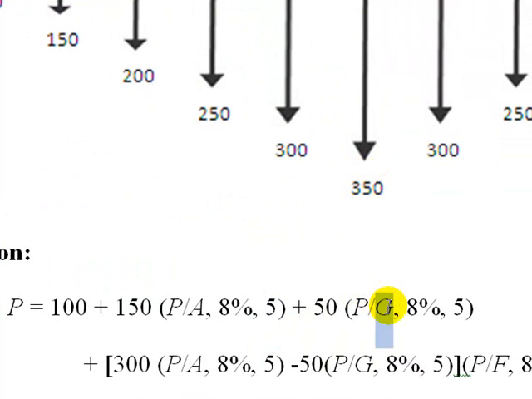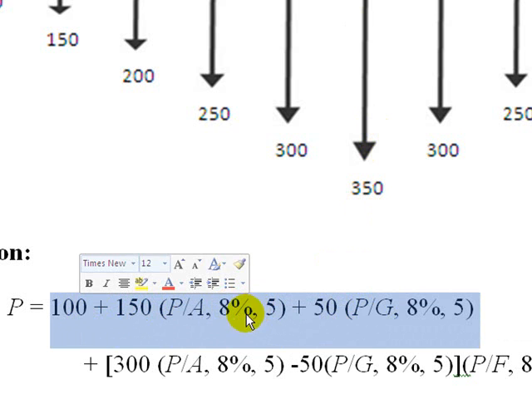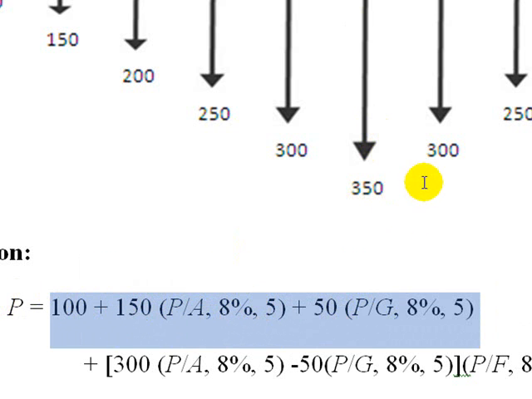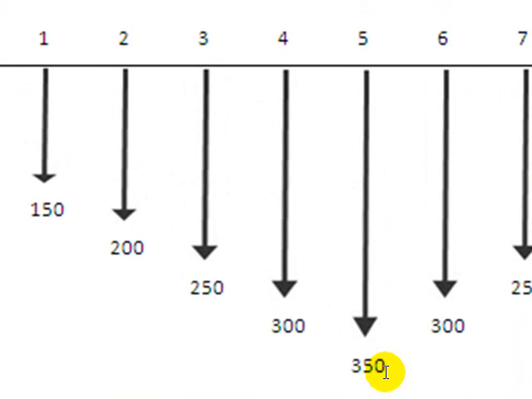We know the G value is 50, but we are interested in its present worth. So P given G, 50 multiplied by the P given G factor. The interest rate is 8%, and right now the calculations are going only up to the 5th year, right? So with this expression, we will be able to calculate the present worth of all the cash flows up to year 5. That's what we did so far.